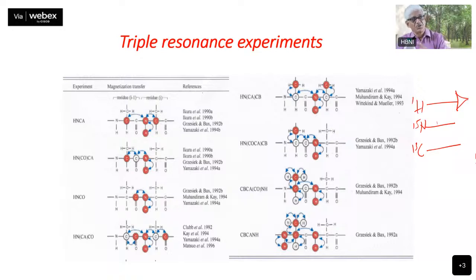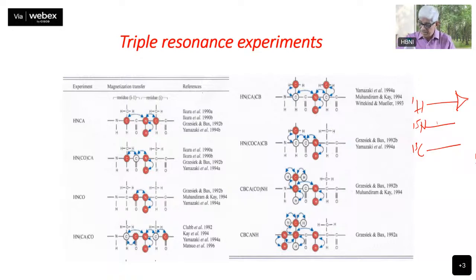The INEPT transfers are used all the time, from one nucleus to another nucleus. If you want to transfer from proton to nitrogen, you use the proton-nitrogen INEPT sequence. Proton to carbon-13, you use the proton-carbon-13 INEPT sequence. So the INEPT becomes an integral part of all of these pulse sequences.